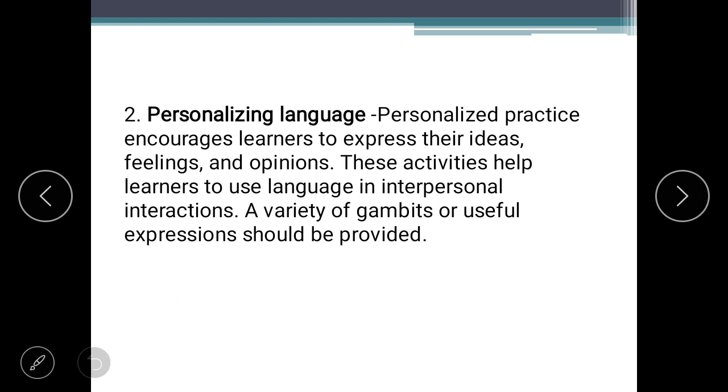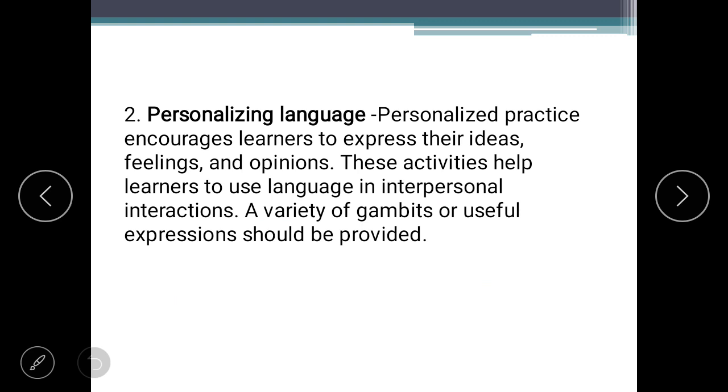So next is personalizing language. Personalized practice encourages learners to express their ideas, feelings, and opinions. So this activity helps learners to use language in interpersonal interaction. A variety of gambits and useful expressions should be provided. So with this activity, it enhances the personal language of a learner, wherein they can freely express themselves or their ideas, their thoughts regarding a specific topic.